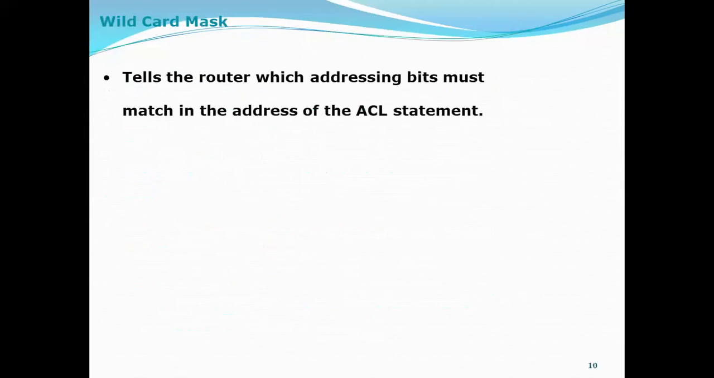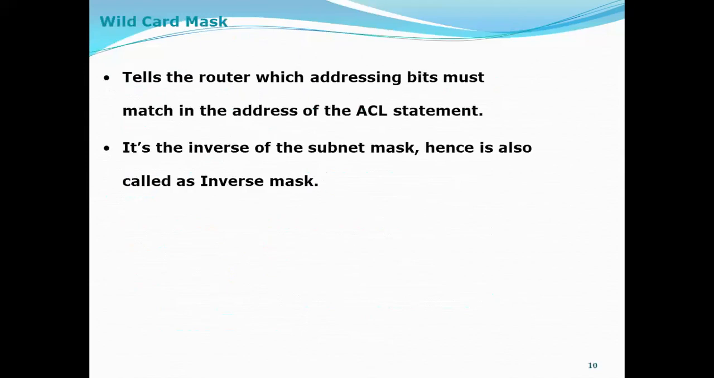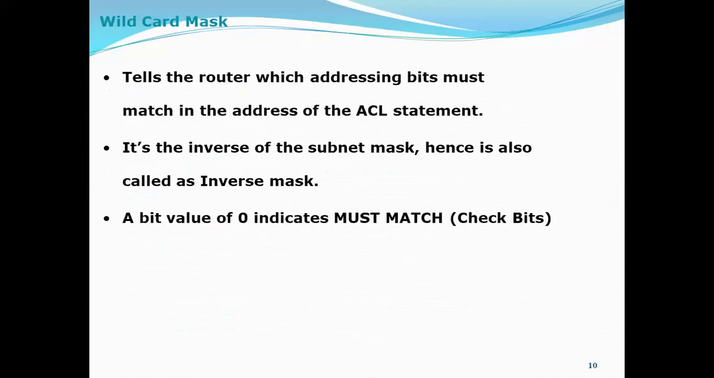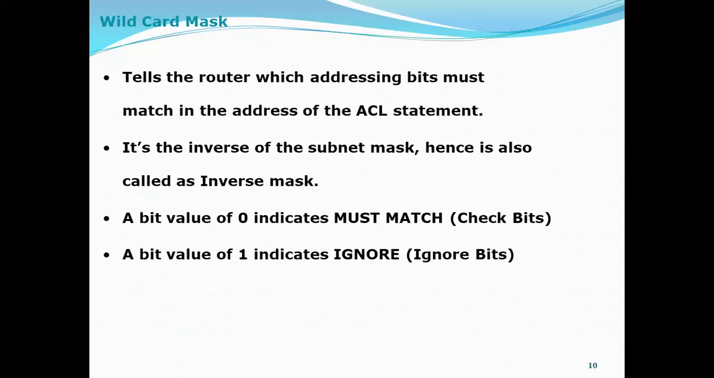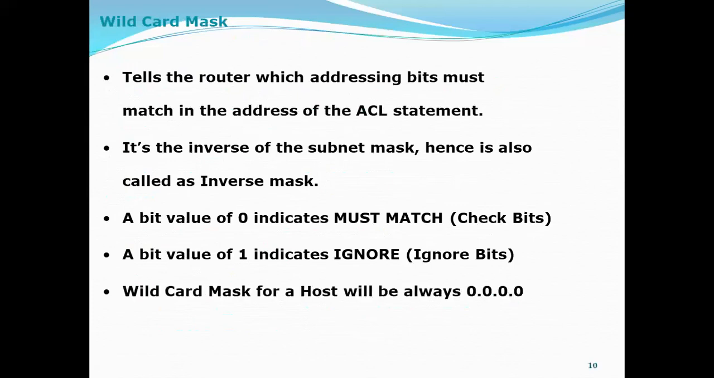It tells the router which addressing bits must match in the address of the access list statement. It's the inverse of the subnet mask, also called the inverse mask. A bit value of 0 indicates must match. A bit value of 1 indicates ignore. The wildcard mask for a host will always be 0.0.0.0, because if it's a host IP, all the bits have to match.